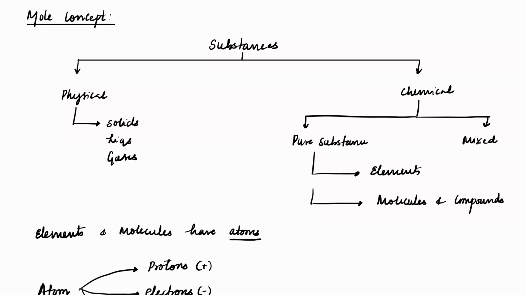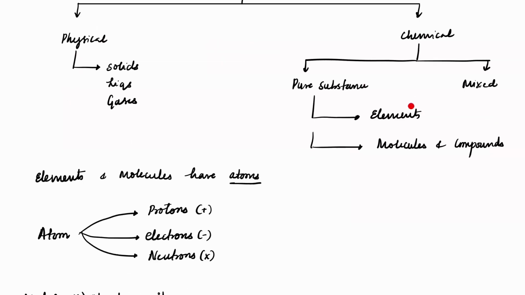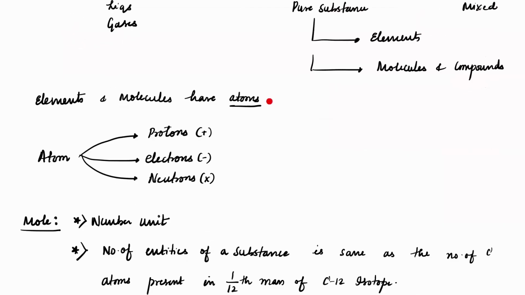So that will be pure substances and mixed form. When I say pure substances, that could be an elemental form or molecules or in various compound form. Mixed form as in more like mixed salts, multiple salts mixed together. Now, general idea we should have is every element and molecule is made up of atoms, and atoms have protons, electrons, and neutrons.